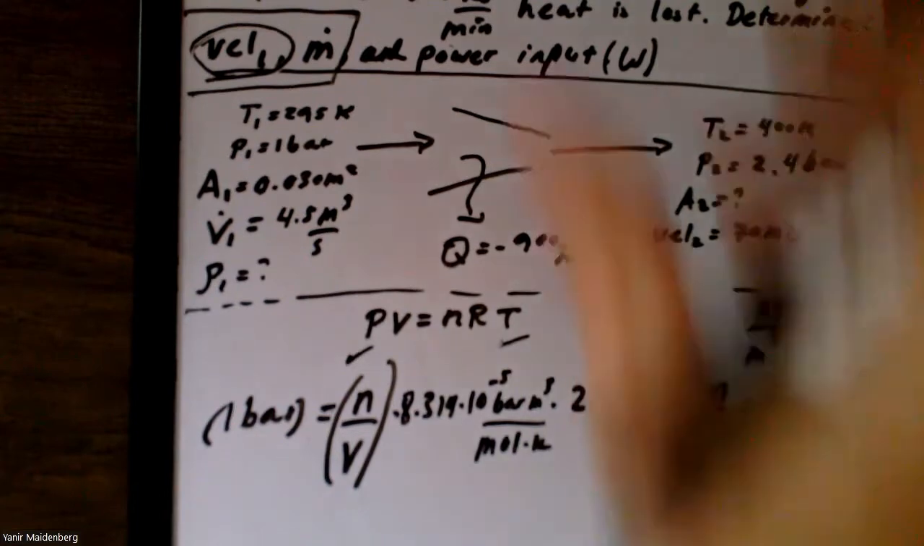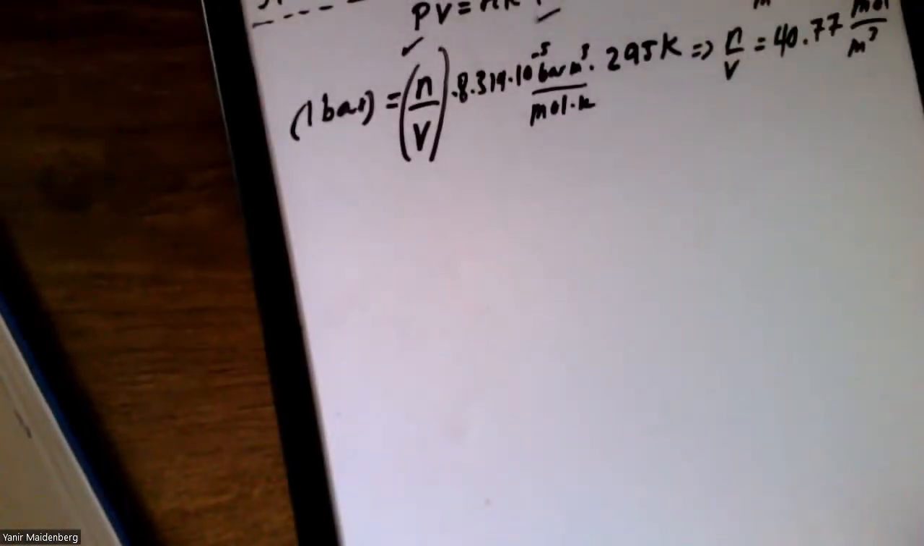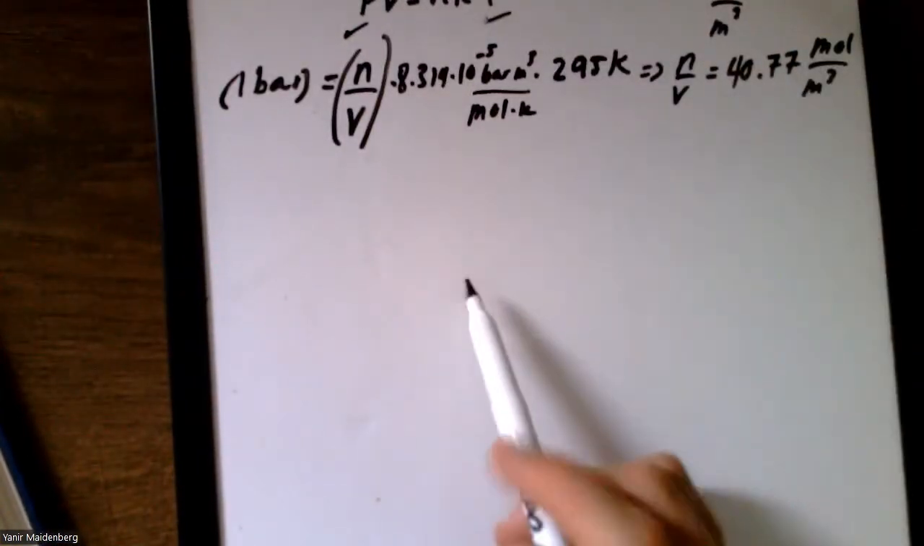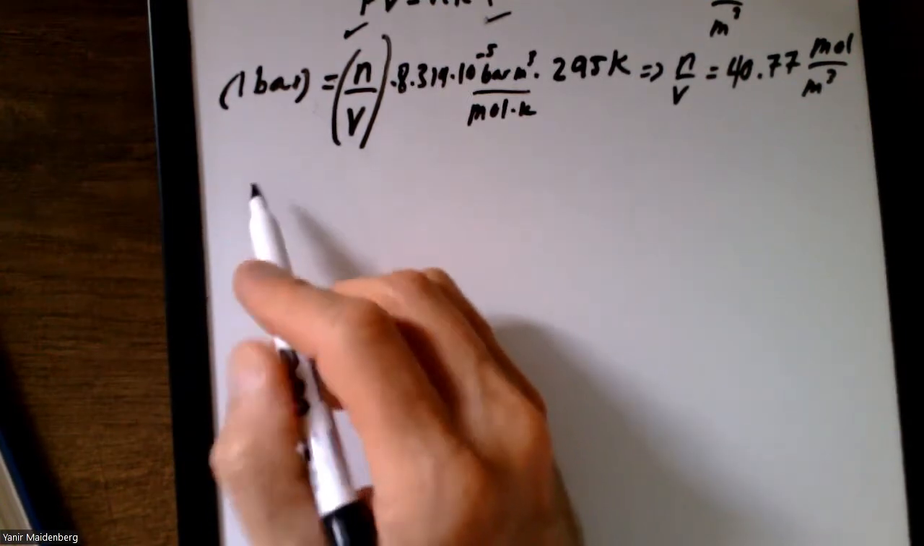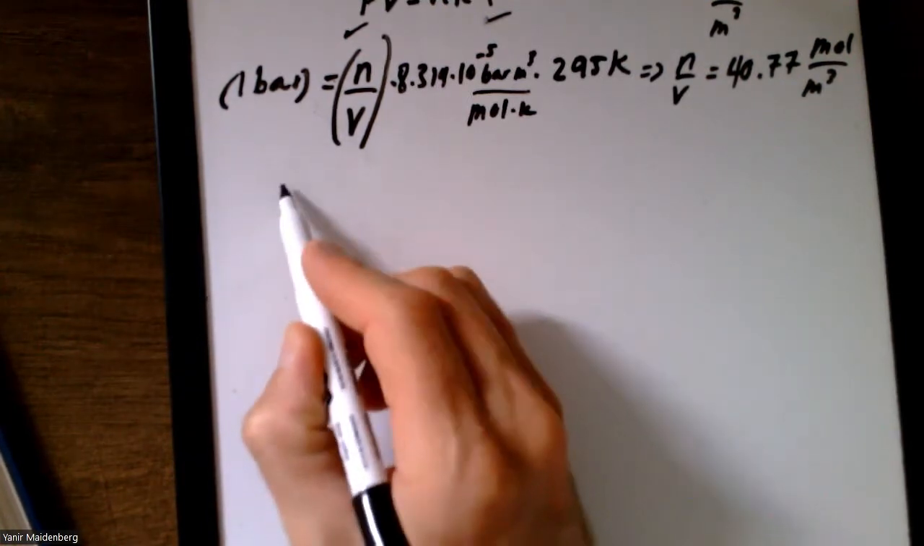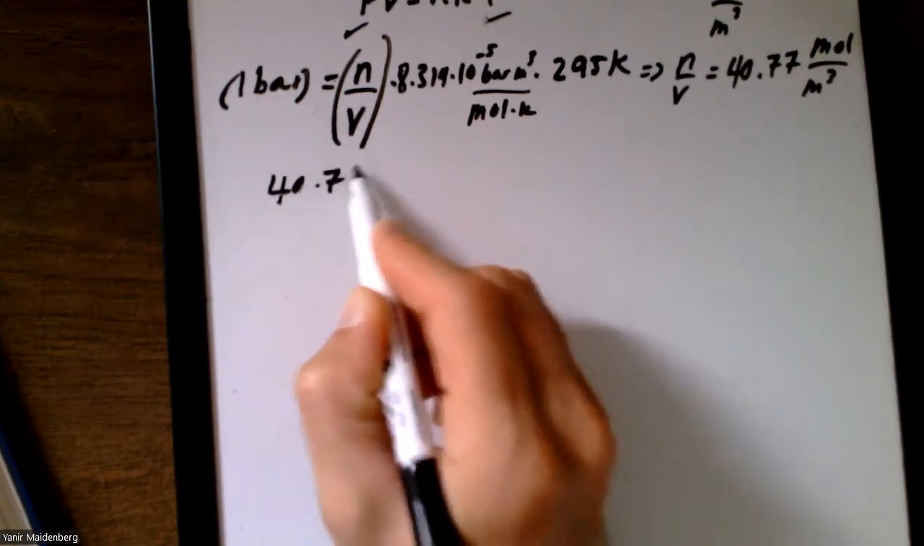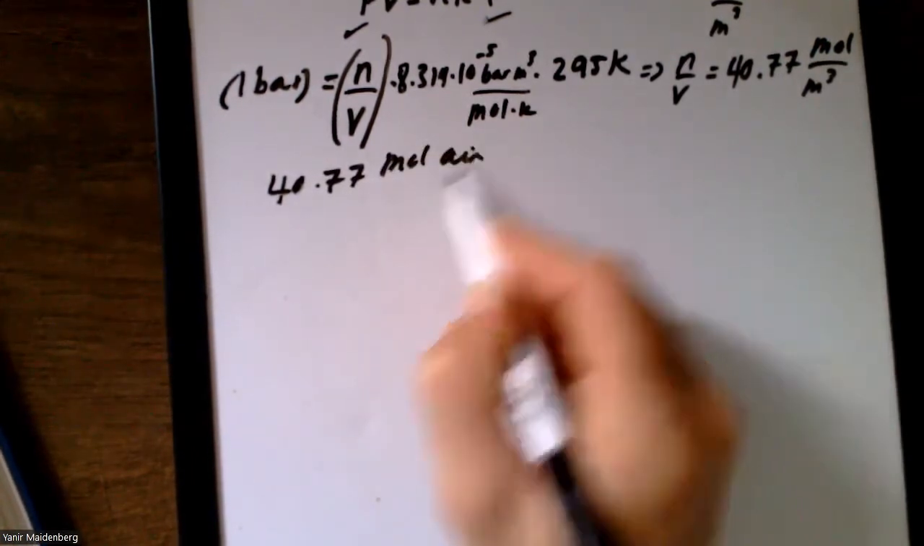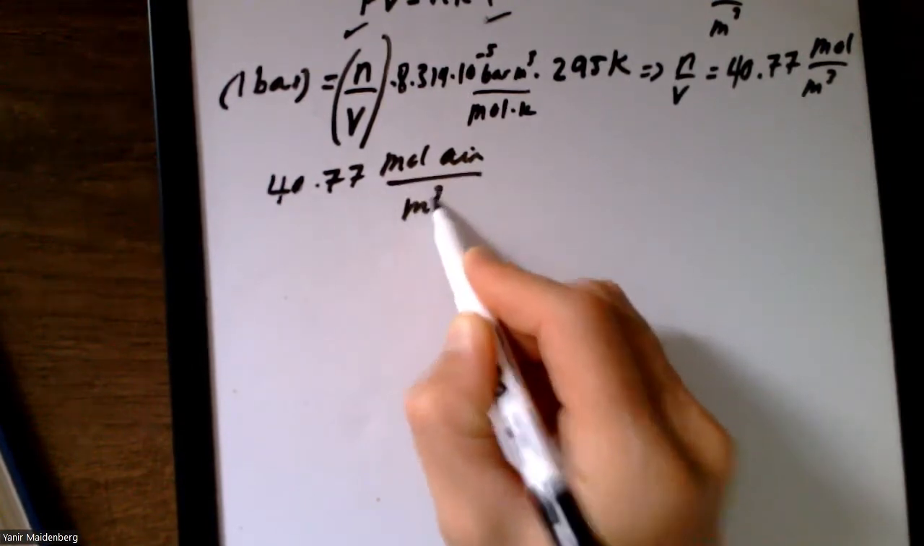So what can I do with that? Well, I need to make that into kilograms per meters cubed. Not a problem. I will convert moles to grams and then grams to kilograms. So I'm after rho. So I have 40.77 moles of air divided by meters cubed.